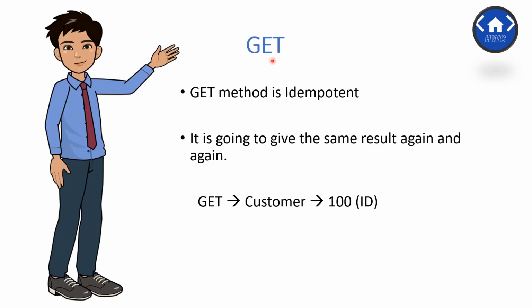So the first one is GET. GET is idempotent because it is going to give the same result again and again. For example, I'm going to retrieve the information of customer ID 100. I can try it 10,000 times. If I try to get the details of the customer whose ID is 100, it will give the same result, the same customer detail, for n number of hits. So that's why it is idempotent.